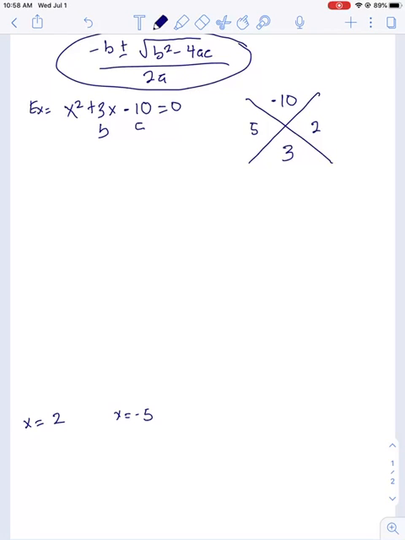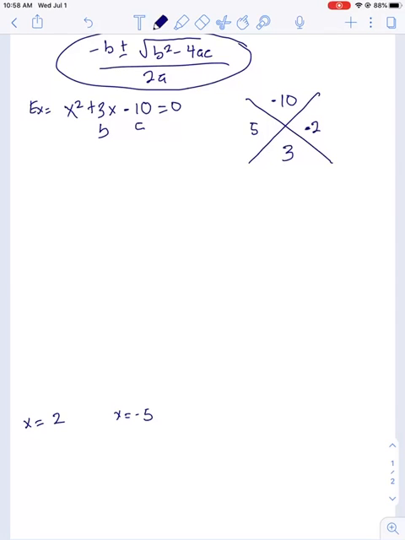But in this instance, we also have to think about numbers that add to get positive 3. So this means we're going to put the negative in front of the 2. Because when we multiply 5 times negative 2, we get negative 10, and when we add, we get positive 3. So now you have your two values.